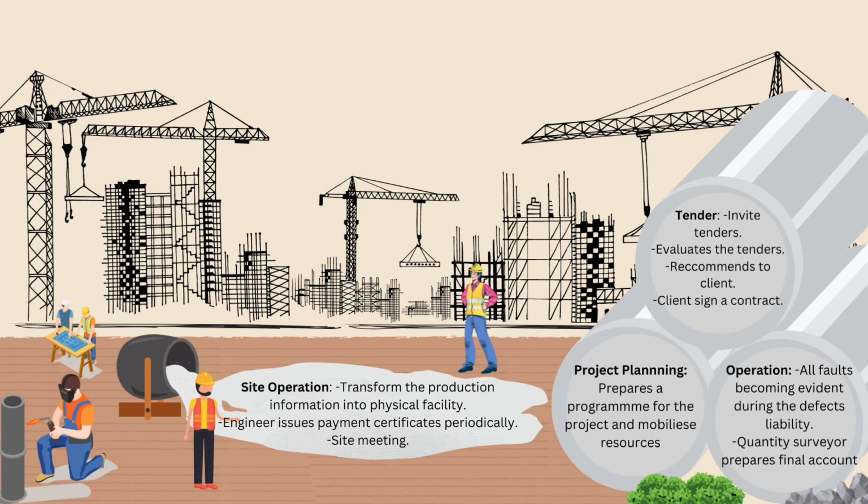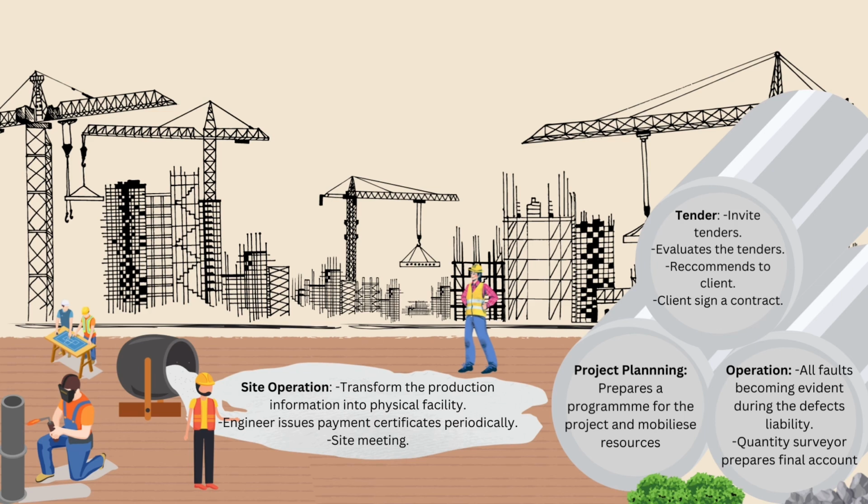5. Tender. Architect or engineer invites tenders. Quantity surveyor evaluates them and reports to the architect or engineer, who recommends a suitable contractor to the client. Client signs a contract with the successful bidder. 6. Project planning. Main contractor lets specialist and other contracts, prepares a program for the project and mobilizes resources for construction on site. 7. Site operation.